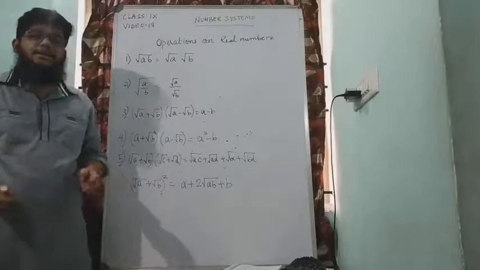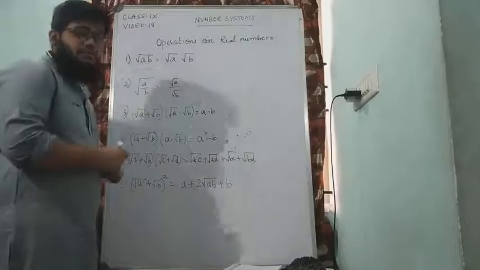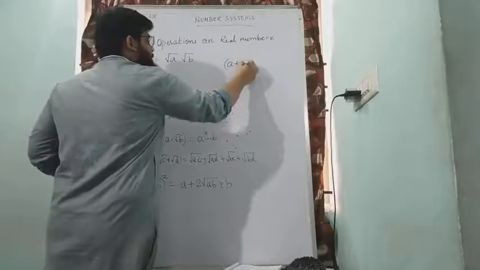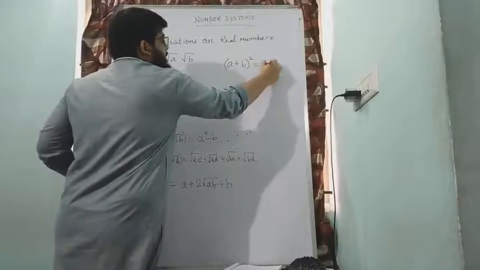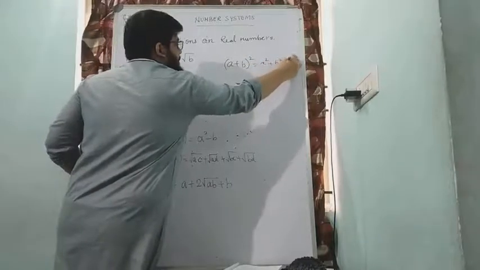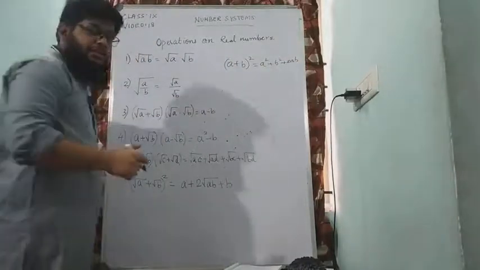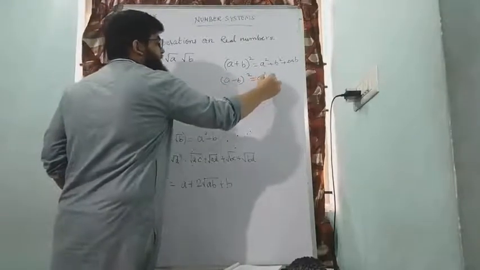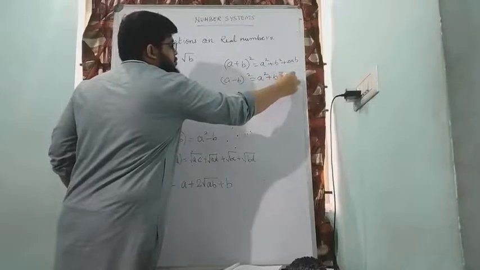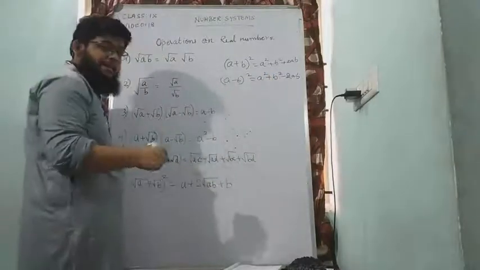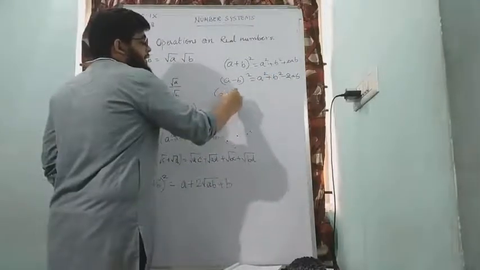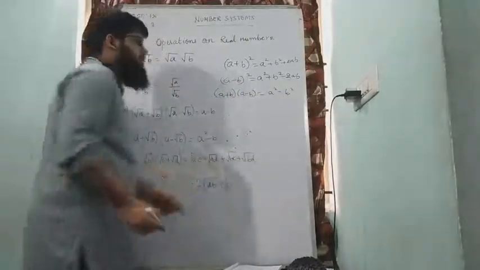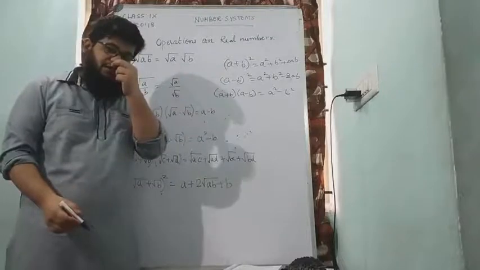of identities. If you remember, in the previous class you had studied something like (a plus b) whole square, which is equal to a square plus b square plus 2ab. This was there in 8th standard. You had something like (a minus b) whole square also. (a minus b) whole square equals a square plus b square minus 2ab. Then you had one more identity called (a plus b) into (a minus b) is equal to a square minus b square. So these three identities we had learned last year.